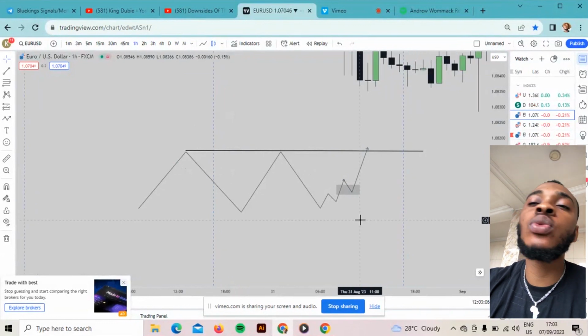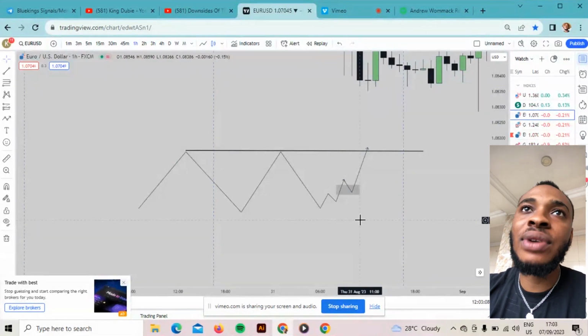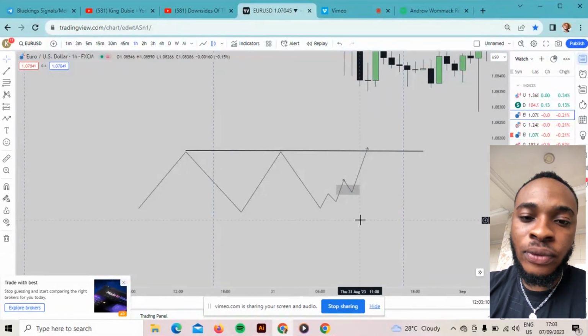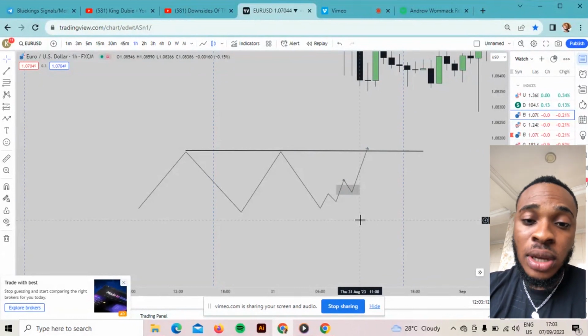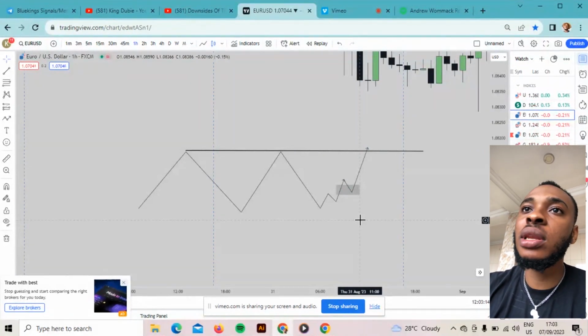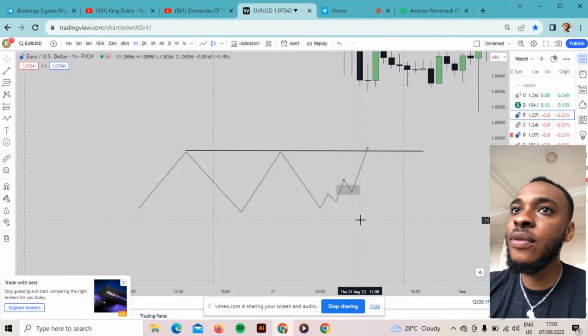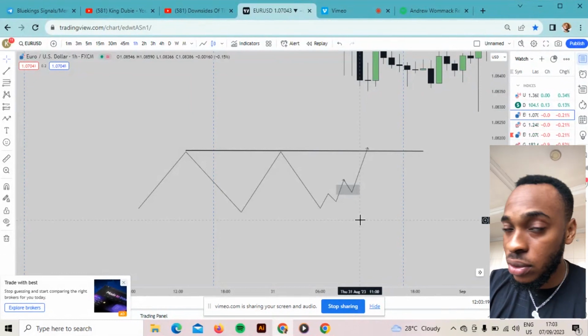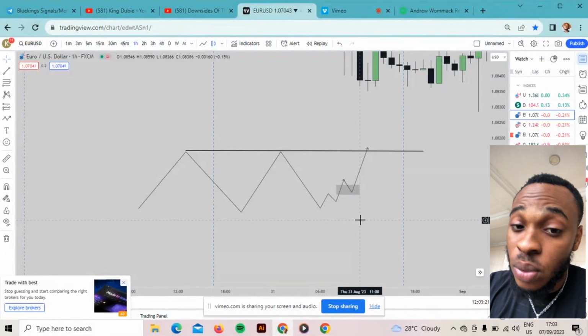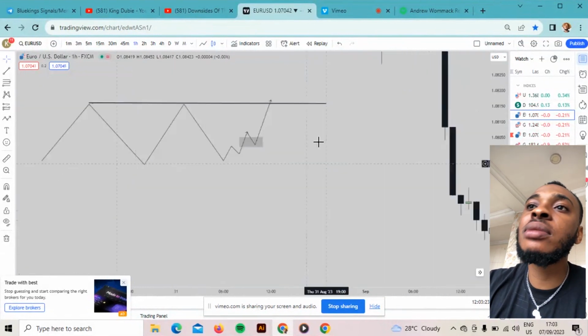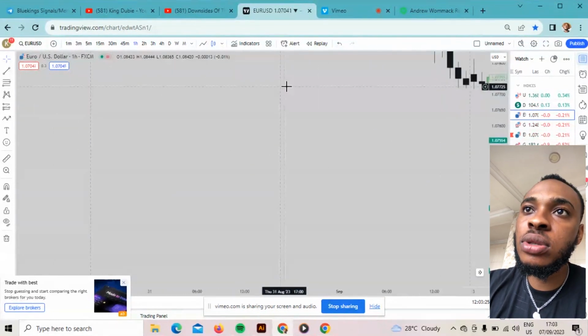Somebody asked me, where do you see fair value gaps? What time frame do you work with fair value gaps? No, it's in every time frame. It's in daily, weekly, monthly, 4 hours, 3 hours, 2 hours, 1 hour, 45 minutes, 30 minutes, 15, 5, 3, 1, even seconds. It's everywhere. So now this is the best approach so that you don't get confused.